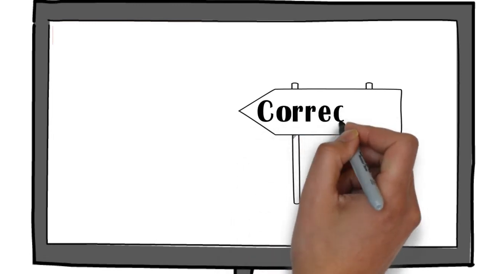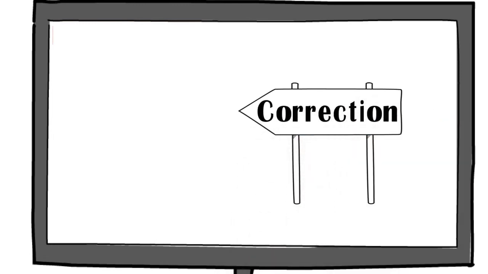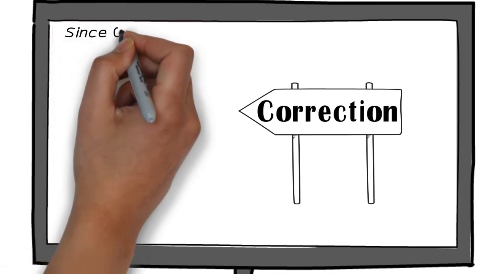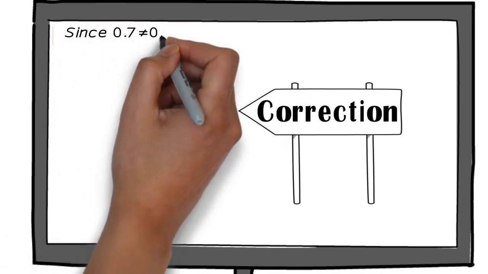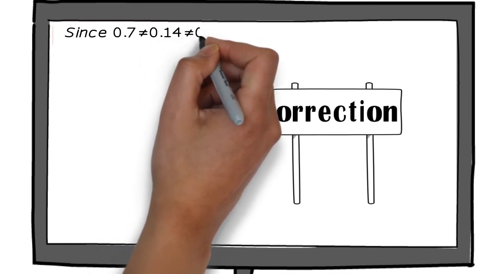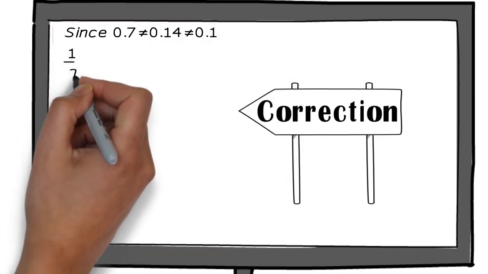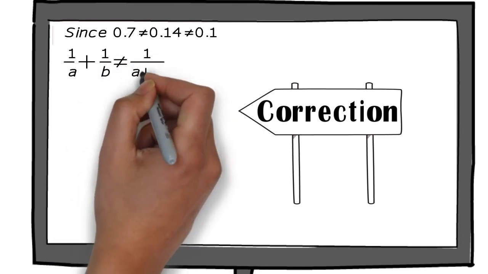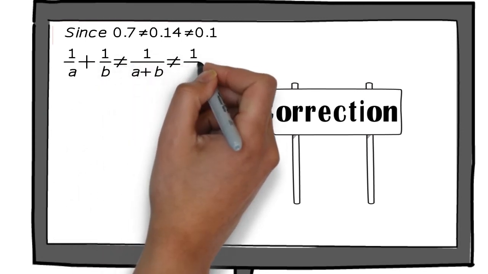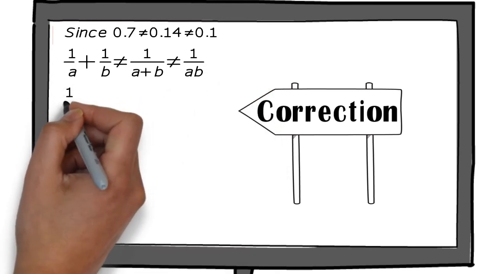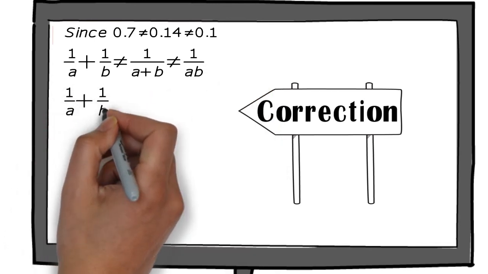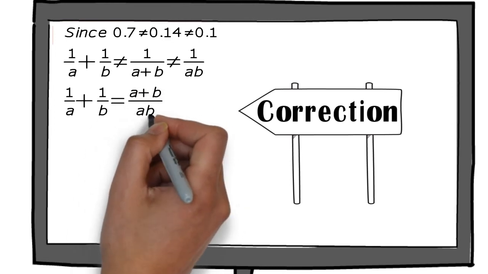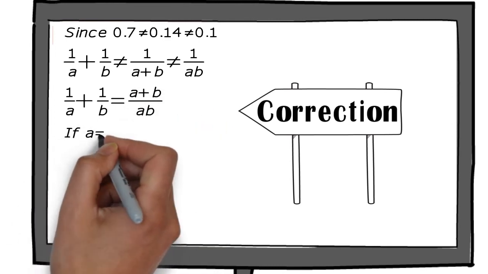Let's look at the correction. Since 0.7 is not equal to 0.14 and not equal to 0.1, definitely 1 over a plus 1 over b is not equal to 1 over a plus b and is not equal to 1 over ab. But clearly, 1 over a plus 1 over b is a plus b over ab. This is the correct expression.